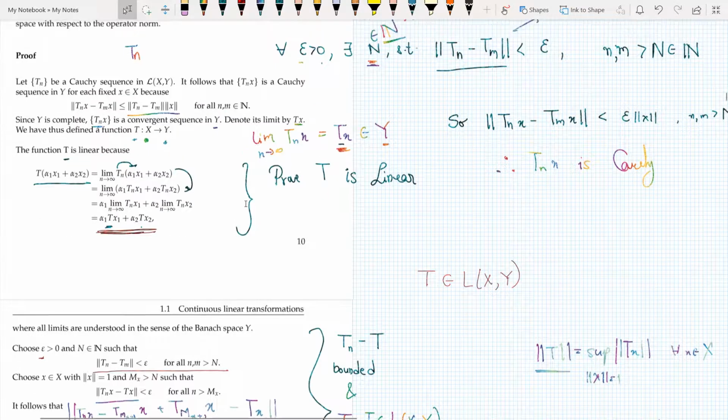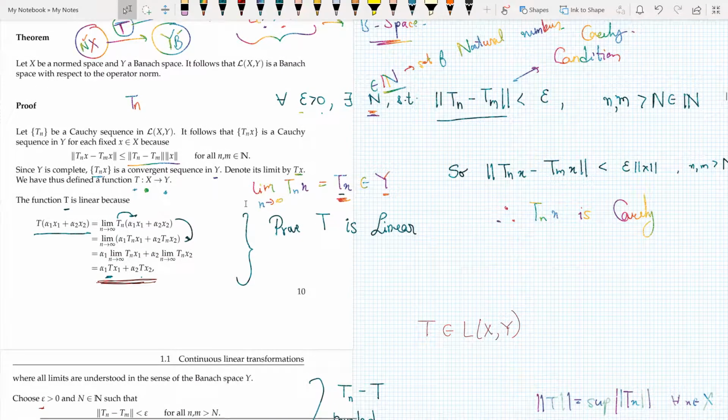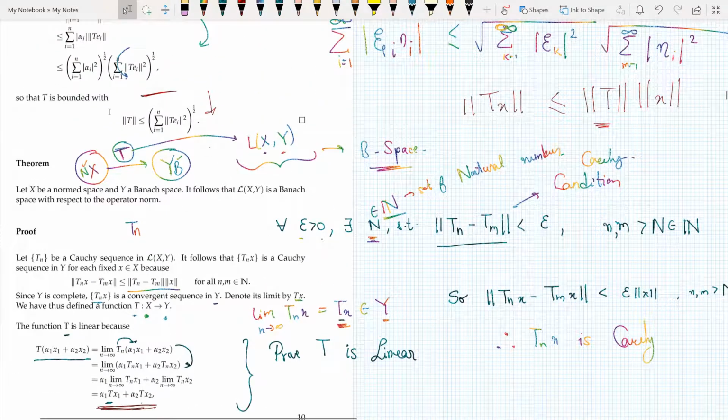So I know this is a bit of a technical proof, so let's break it down and summarize it again. What I wanted was that if X is a normed space, Y is a Banach space, then the operator taking elements from the normed space to the Banach space itself lies in a Banach space, and this is the Banach space of all bounded functions. This is what I want to prove, that T lies in the space of all bounded functions.